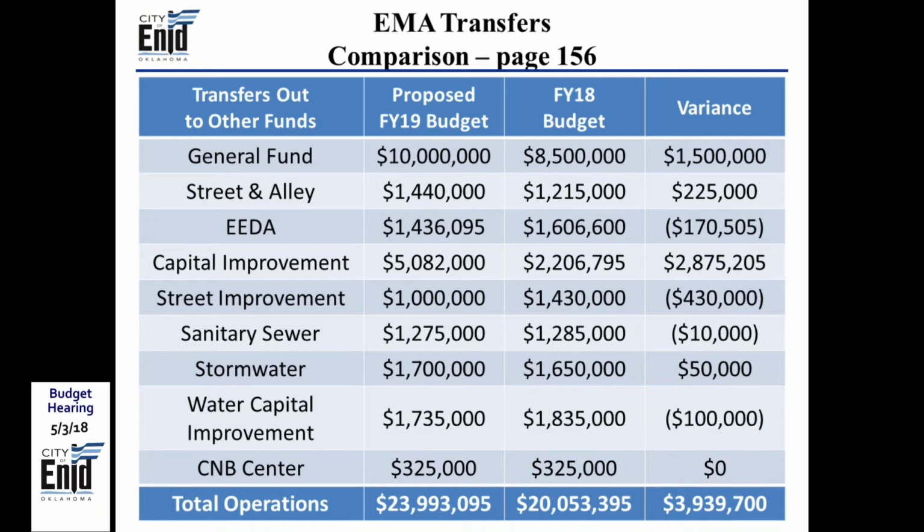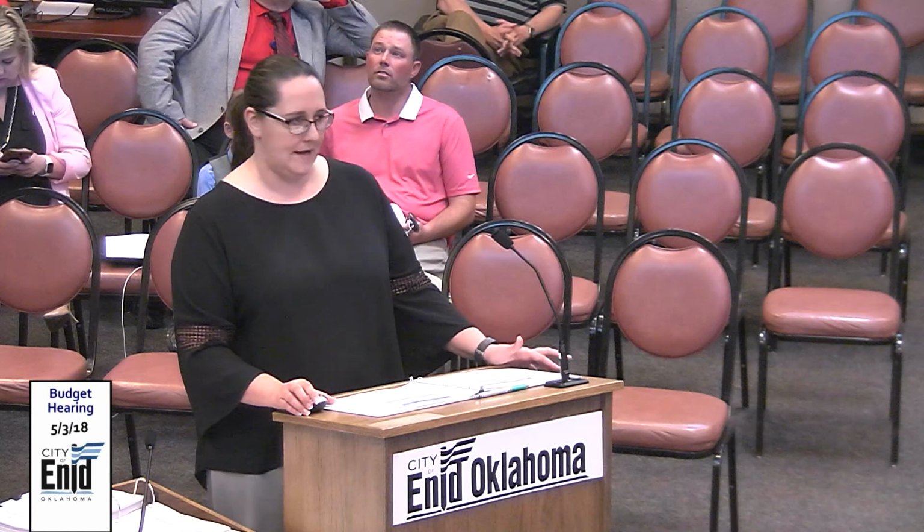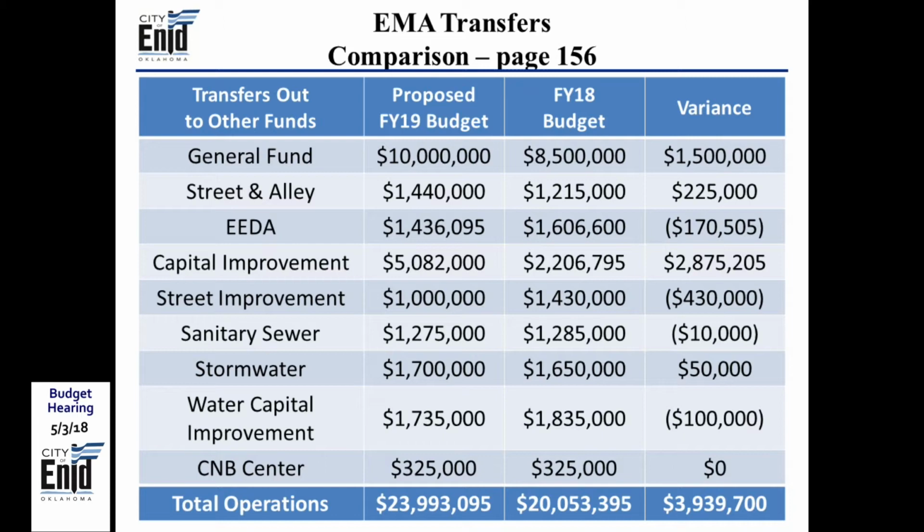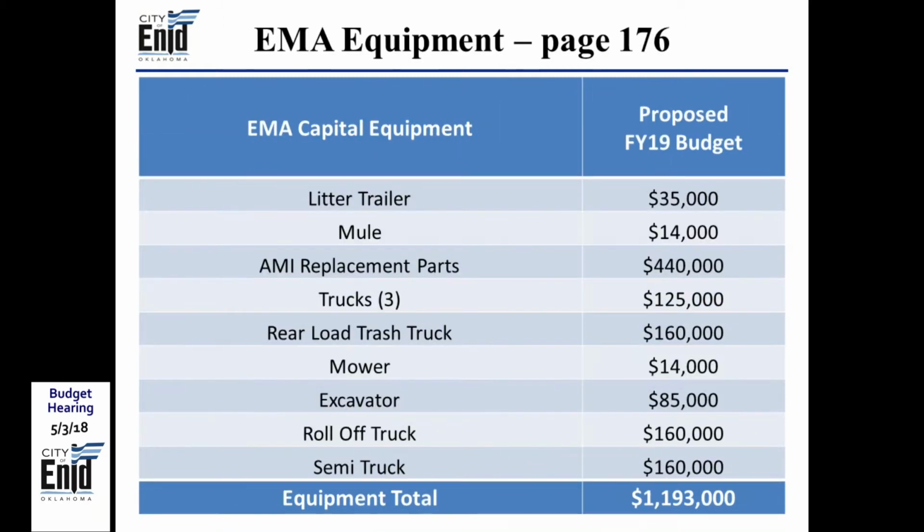EEDA went down. That's all due to payouts on incentives and contracts that are there. And then the others for capital, street improvement, sanitary sewer, stormwater, water capital are all based on what projects got funded and were prioritized during the budget process. And we'll go through each of those projects on Monday whenever we have our budget meeting. And then the Central National Bank Center is the same transfer as current year. So that makes up the $3.9 million increase in EMA transfers out.